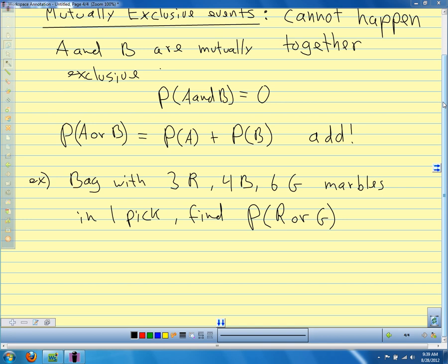So I think you're a little ahead of us, but let's calculate the probability of picking a red on our first pick. So how many favorable do we have? 3. How many total? 13.